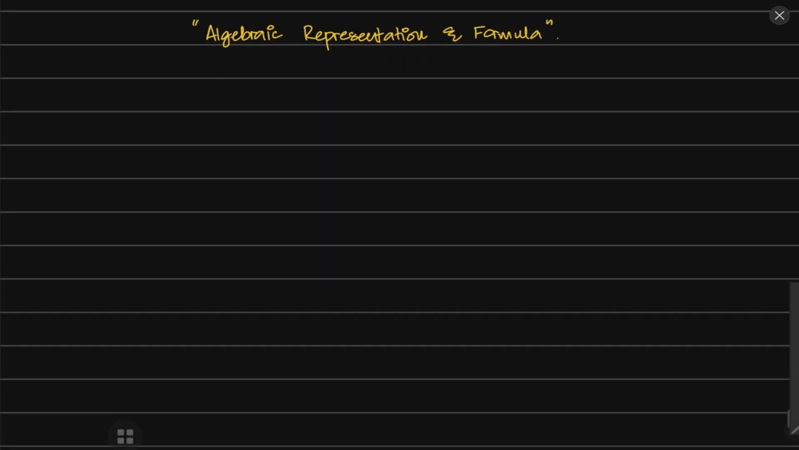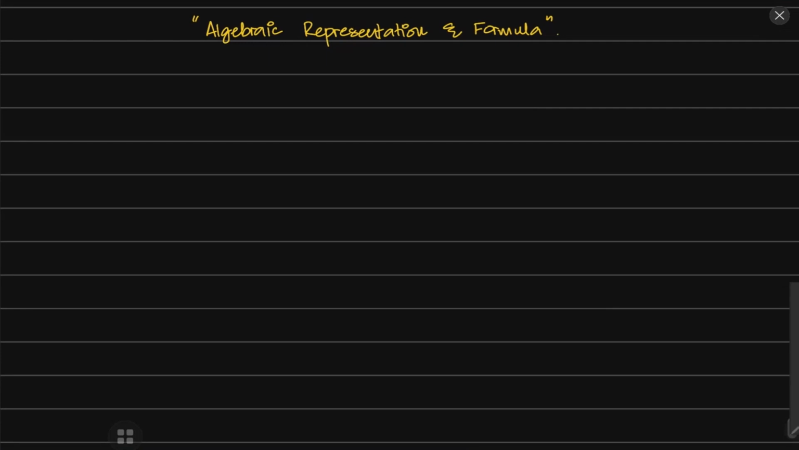Okay, so we'll start off with algebraic representation and formula today. The first thing that you need to know is what a variable is, what a coefficient is, and what your constants are. Let's suppose I have 3x plus 5. From this, I'm sure you can identify that 3x is going to be the coefficient of x. This is the coefficient.